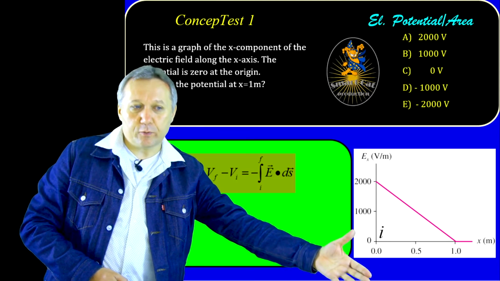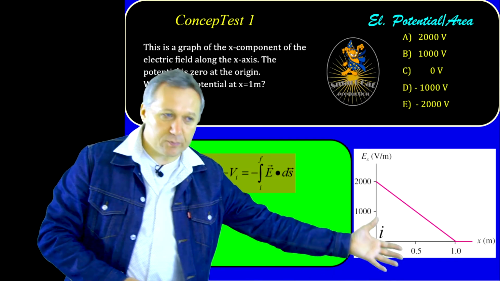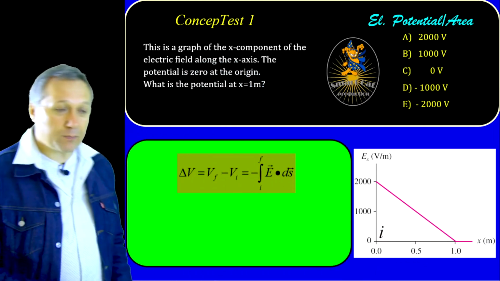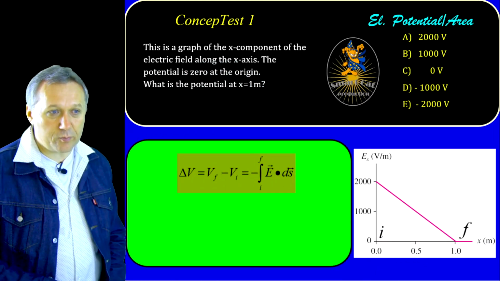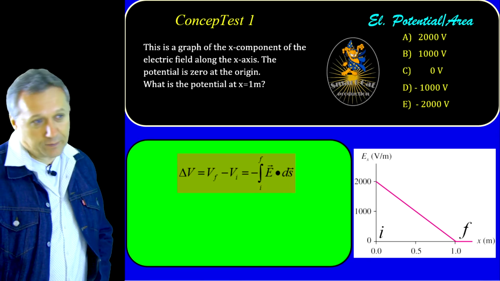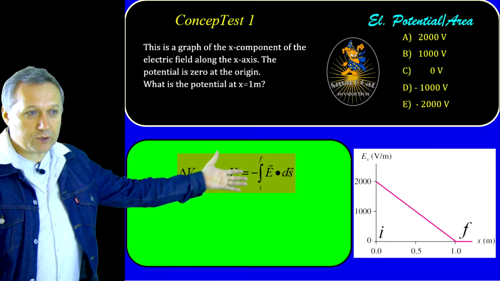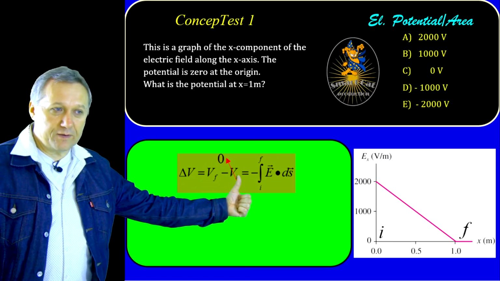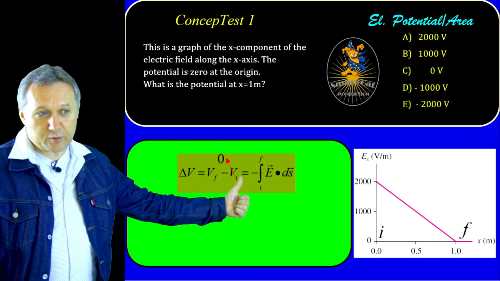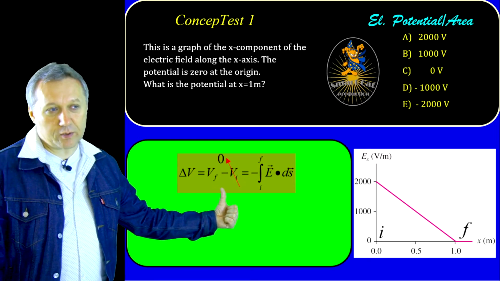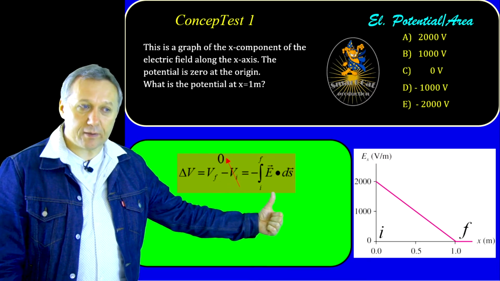And the final point, of course, will be x equals 1 in this case, because we need to find the value of the electric potential at that point. So obviously, point x equals 1 is our final point. And so now we just need to calculate the area. V sub initial is 0 because it's given.